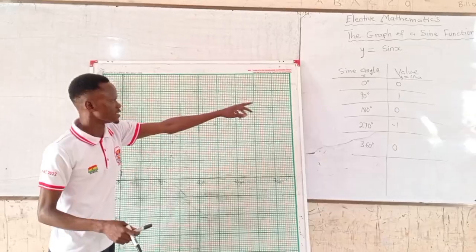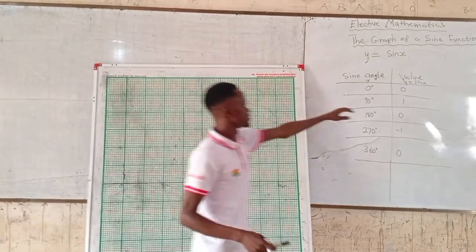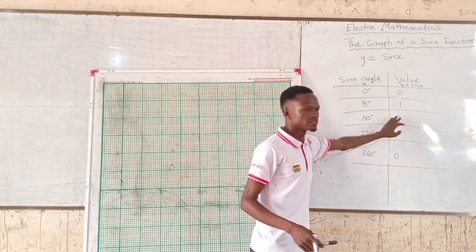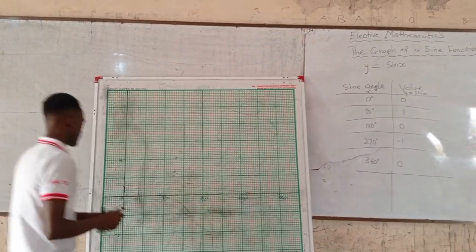Now let's look at the plotting. The 0 degrees goes with what? 0. Sine 90 degrees is 1. While sine 180 degrees is what? 0. So let's plot that.